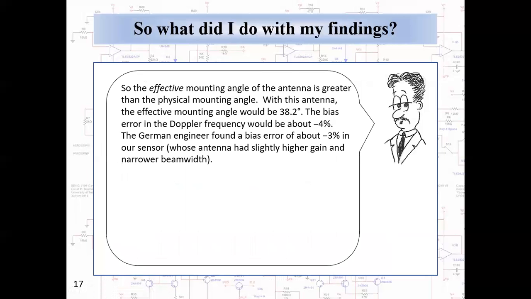So the effective mounting angle of the antenna is greater than the physical mounting angle. With this particular antenna, the effective mounting angle would be 38.2 degrees. The bias error in the Doppler frequency would be about -4%. The German engineer found a bias error of about -3% in our sensor, whose antenna had a slightly higher gain and narrower beam width.